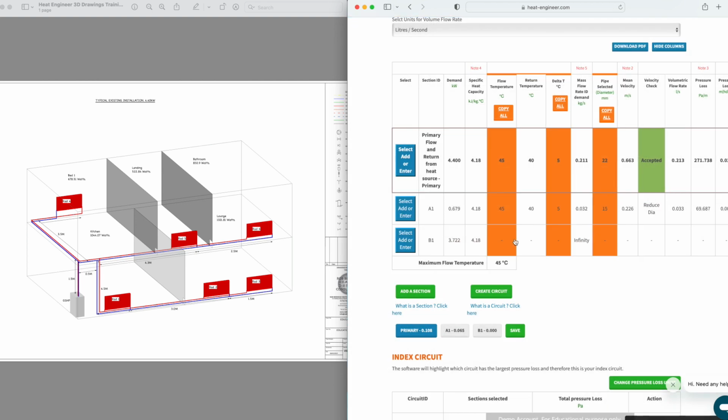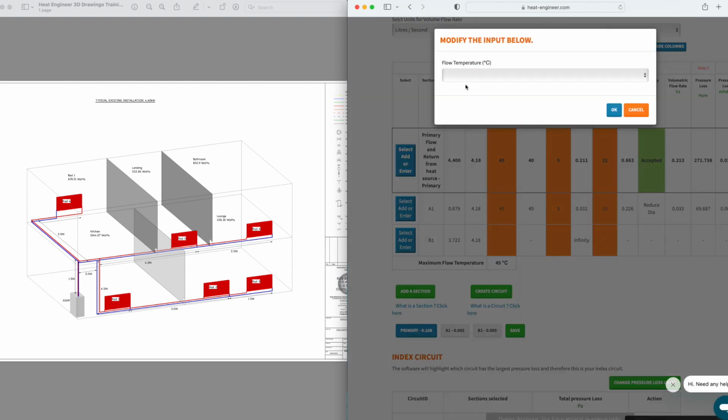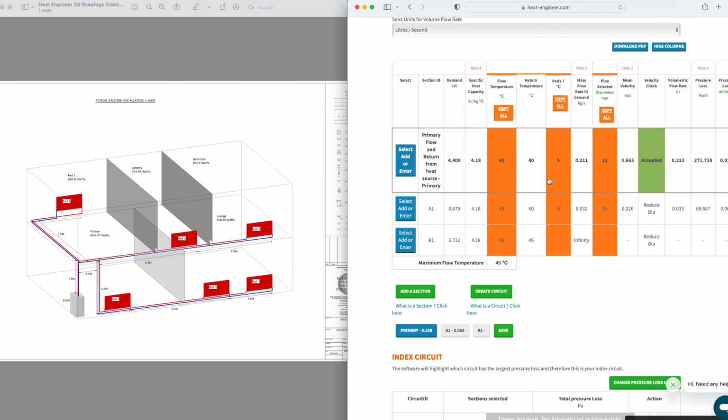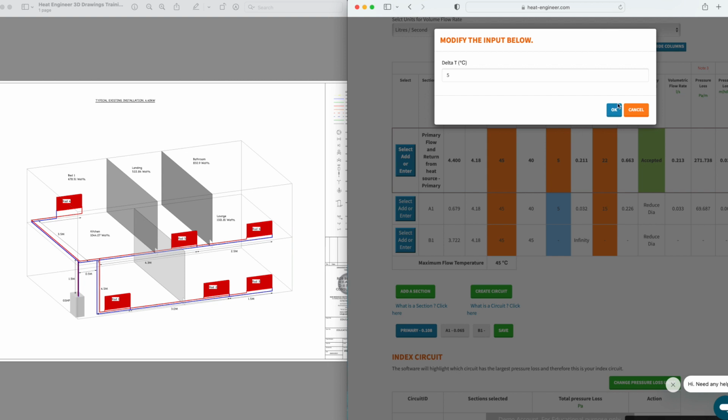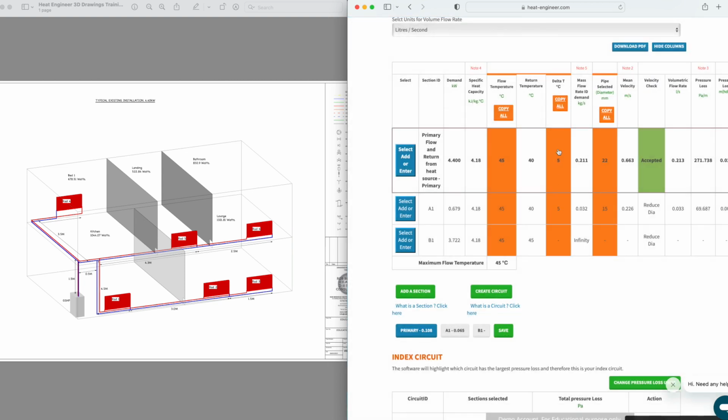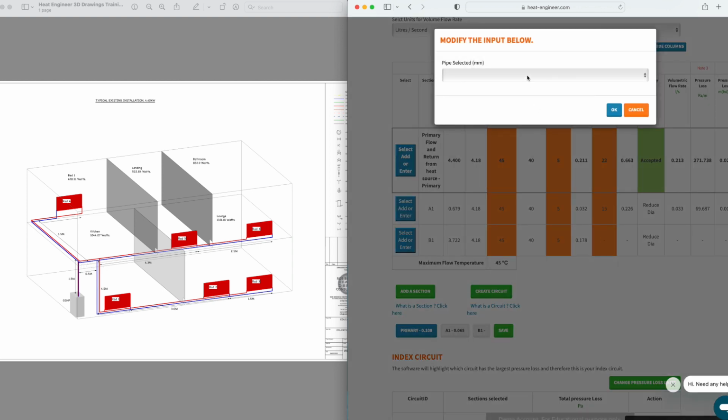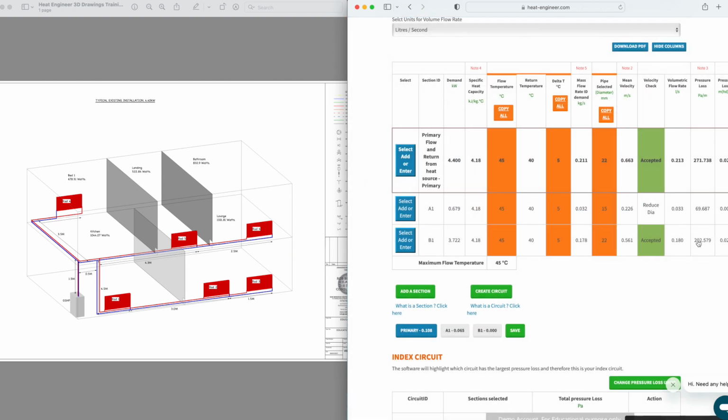There's your total. You don't have to keep typing in the 45, though we can do that this time. What you can do is simply click copy all, and there's a DT5 in blue, and that joins that straight up there. That section of pipework there is also going to be 22mm pipework. And again, that's accepted. There's your pascals per meter at 202.